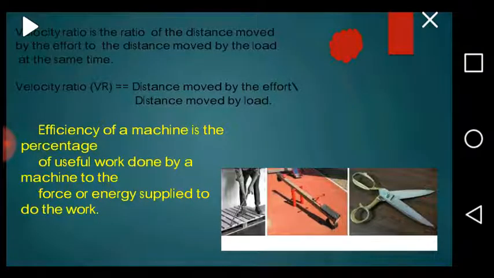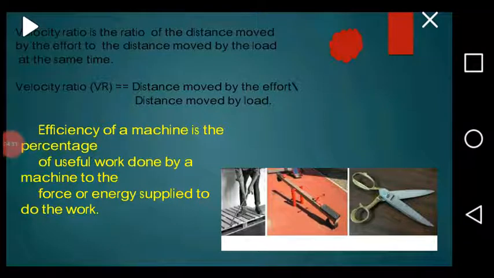Next, we'll look at the velocity ratio of a machine. It is the ratio of the distance moved by the effort to the distance moved by the load at the same time in the machine. The distance moved by the effort over the distance moved by the load gives us the velocity ratio. While the percentage of work done to the energy supplied to do the work gives us the efficiency of the machine.